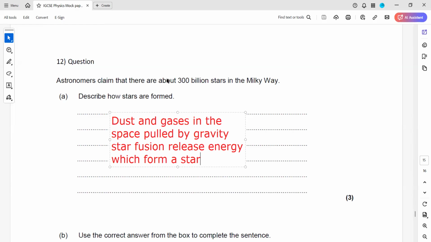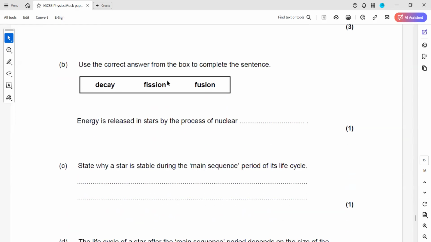The next is to use the correct answers from the box to complete the sentence. Energy released in the star is by the process of nuclear fusion. Why is a star stable during the main sequence period? A main sequence or stable star is when the radiation pressure is equal to the gravitational force, or the radiation pressure is balanced with gravity. That's why the star is stable.